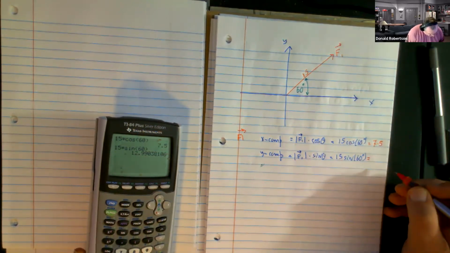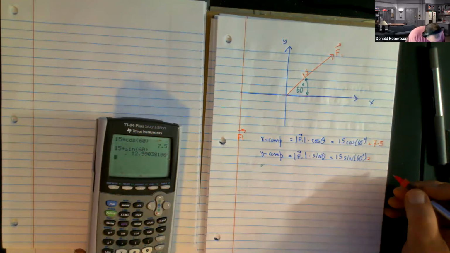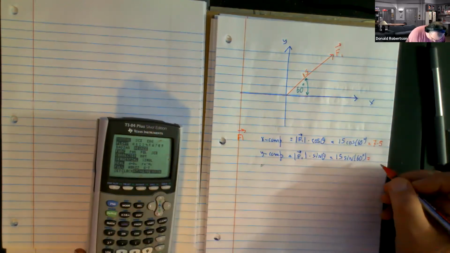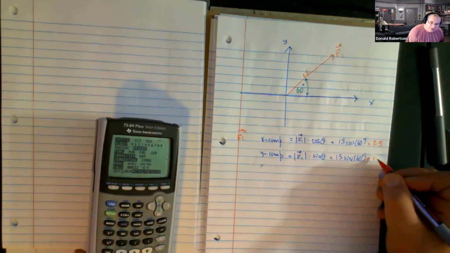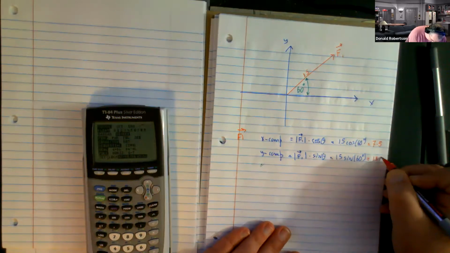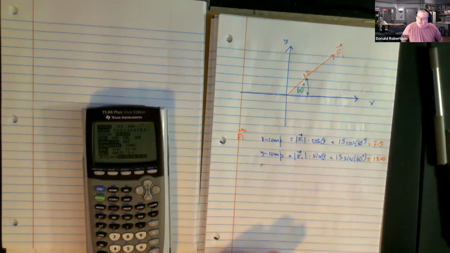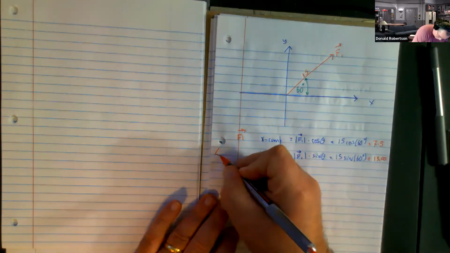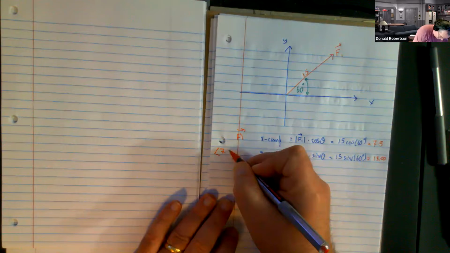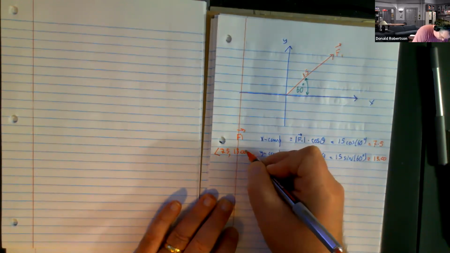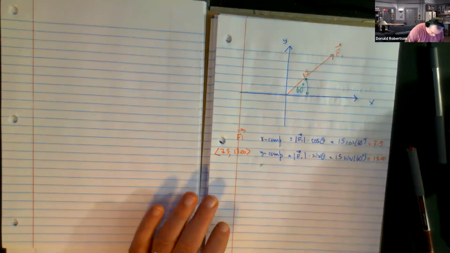Let me check that. It was 12.99. Yeah, technically that's 13.00, which is really kind of strange, and that's what got me. So I now know vector F1. It's 7.5, 13.00. And that's us done with the first one.